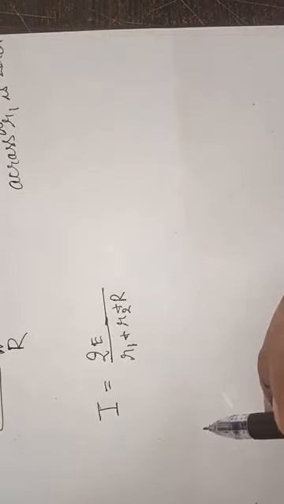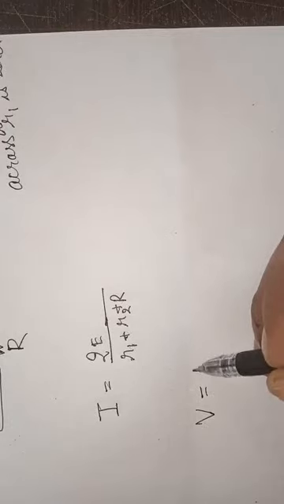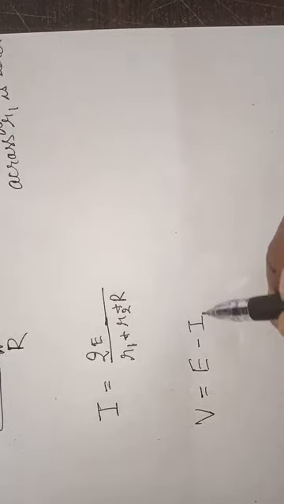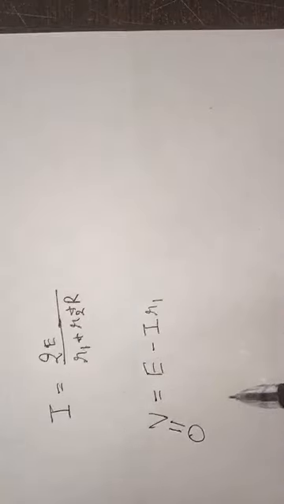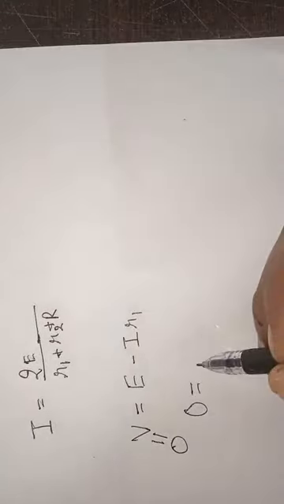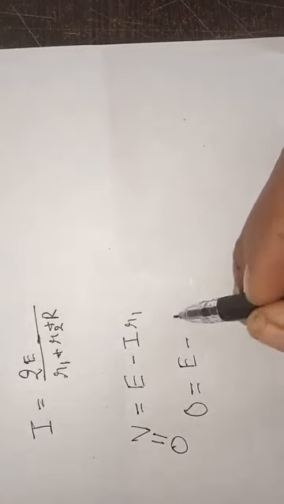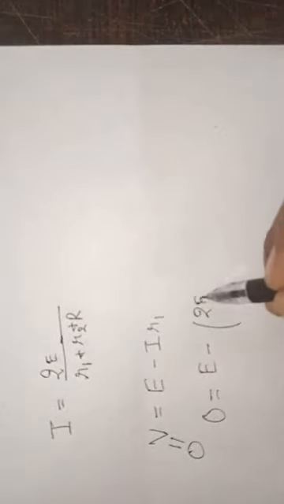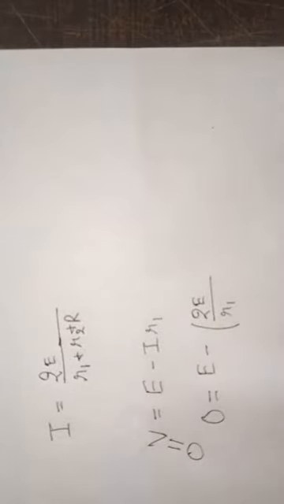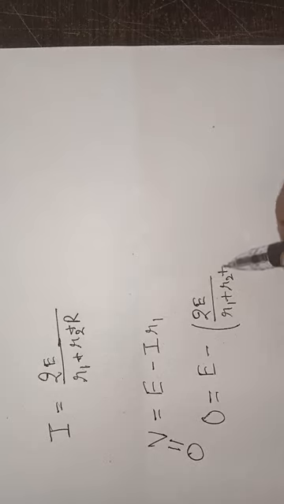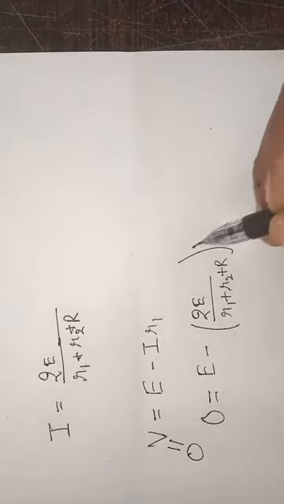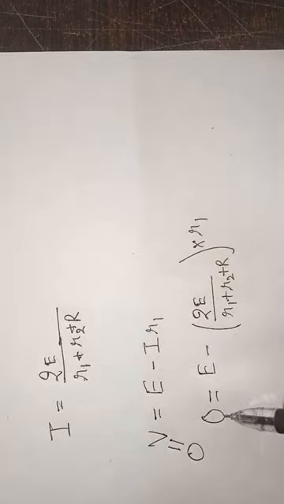The terminal voltage V will be equal to E minus I R1, and it is given in the question that this potential difference is 0. So it will become 0 equal to E minus I R1. What is the value of I? We have found it here: I is 2E upon R1 plus R2 plus R, and into R1, and it is given that this value is 0.